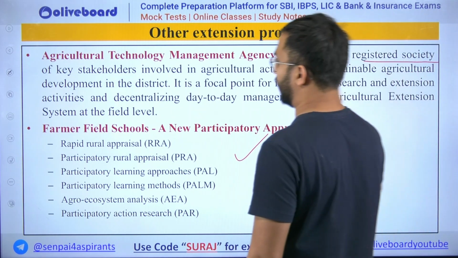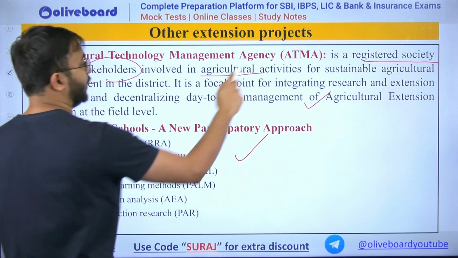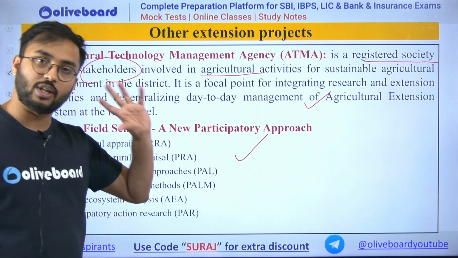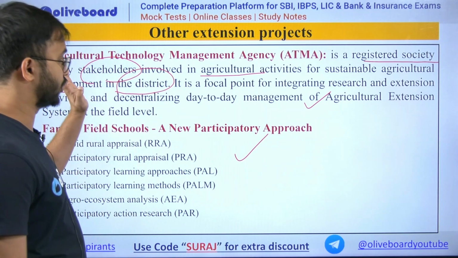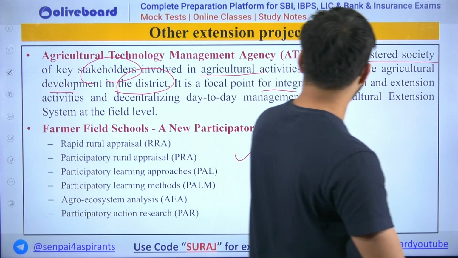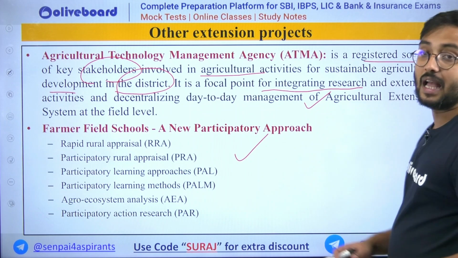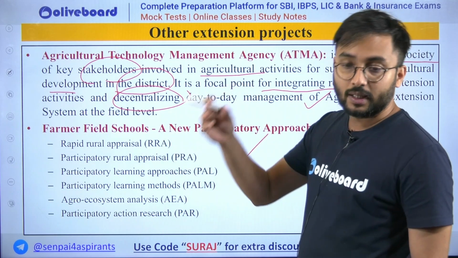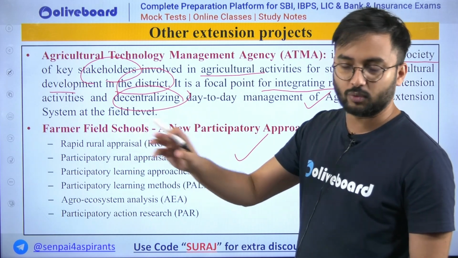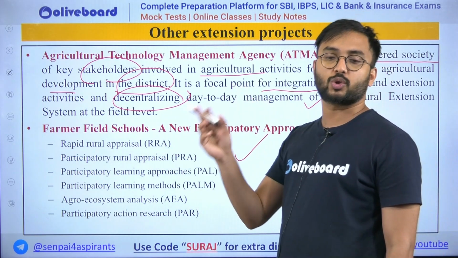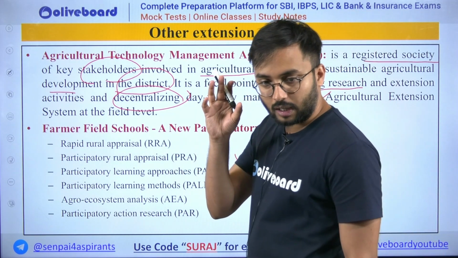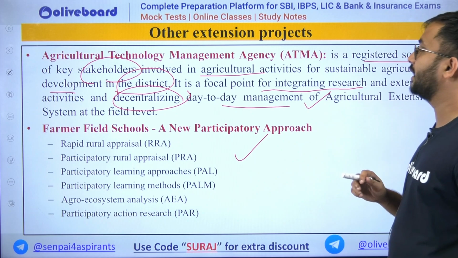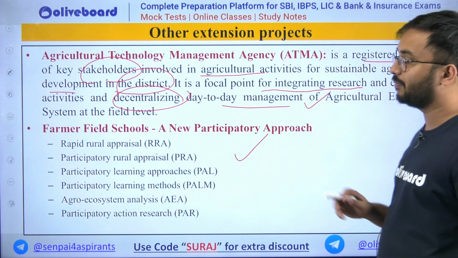It is a registered society of key stakeholders who are involved in agricultural practices for sustainable agricultural development, and that also at which level? Of course the intermediary level, that is district. So it is a focal point of integrating research and extension activities, and more importantly decentralizing overall agricultural prosperity. Decentralizing in the sense what? Giving each locality or each region, district level, village level, a possible empowerment so that they can actually apply the technology, they can actually improve their agricultural activities. This is to decentralize the day-to-day management of the agriculture extension system at the field level.